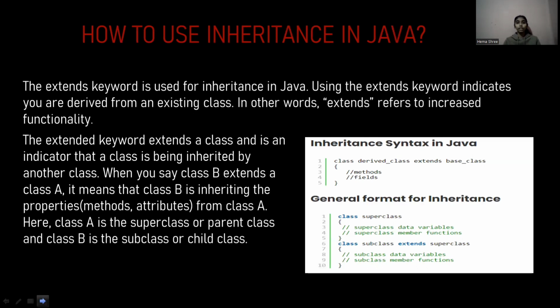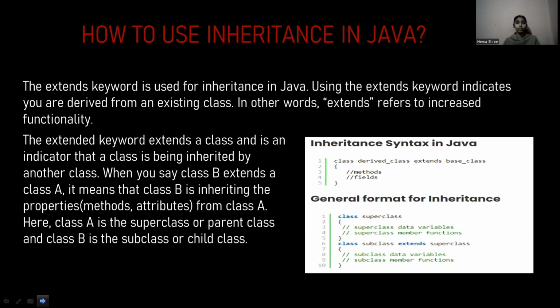How to use inheritance in Java? The extends keyword is used for inheritance in Java. Using the extends keyword indicates you are deriving from an existing class. In other words, extends refers to increased functionalities. The extends keyword extends a class and is an indicator that the class is being inherited by another class.